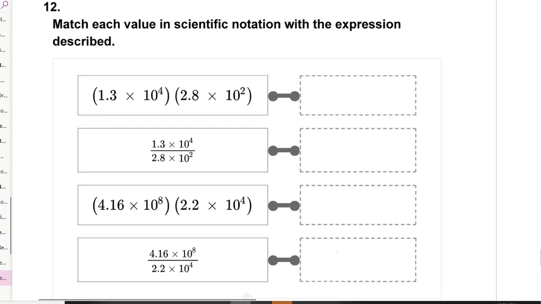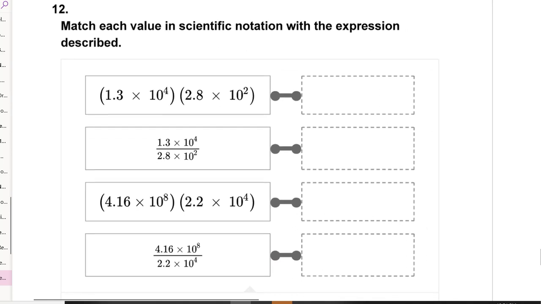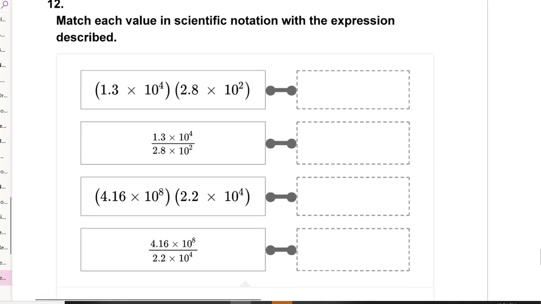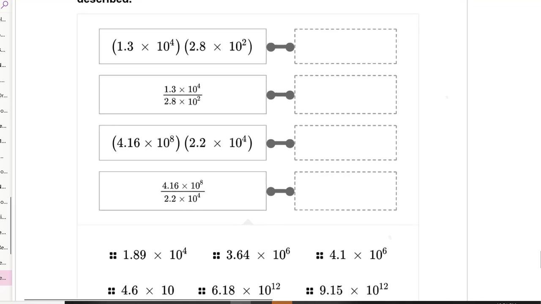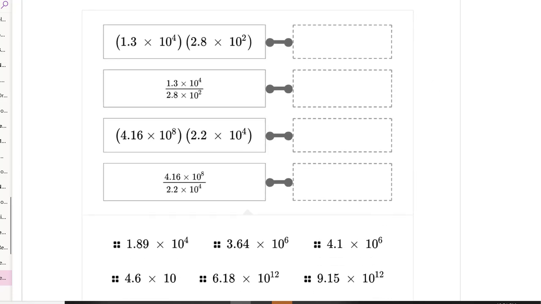Alright, match each value in scientific notation with the expression described. So personally, I would find it easier to deal with the multiplication problems. I think I could type those in faster to my calculator because everything's just a multiply. So I really don't even have to worry with those parentheses since everything's a multiply. You can multiply in any order and it doesn't matter. Commutative property of multiplication.